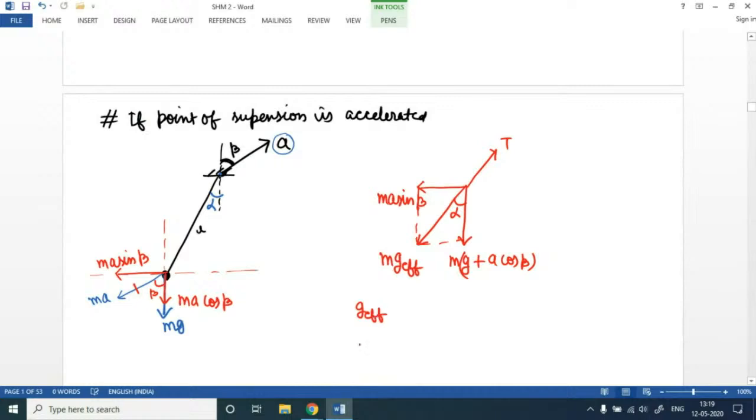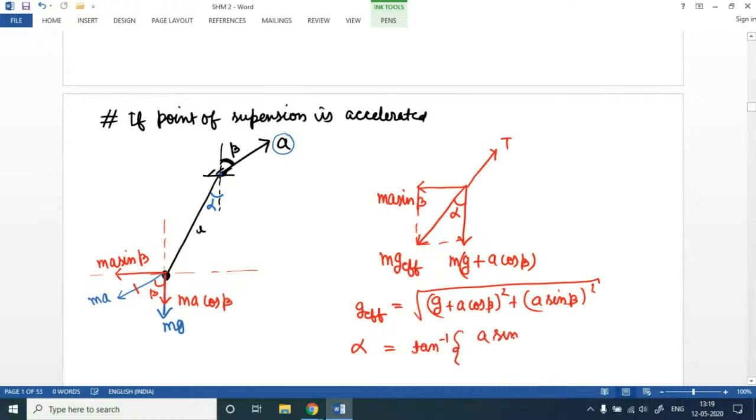And what would be the value of alpha over here? So I think these things are obvious. G effective is nothing but the square root of G plus A cos beta whole square plus A sine beta whole square. And the alpha here is nothing but tan inverse of A sine beta upon G plus A cos beta, that you should realize. So our objective was to find out the stable equilibrium orientation and the time period of the oscillation.